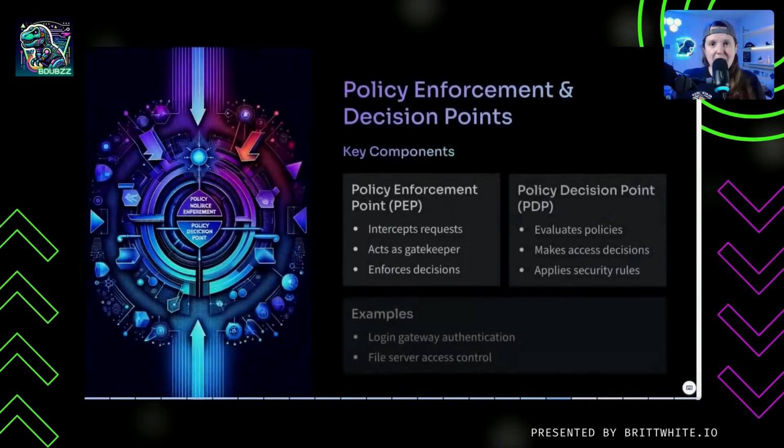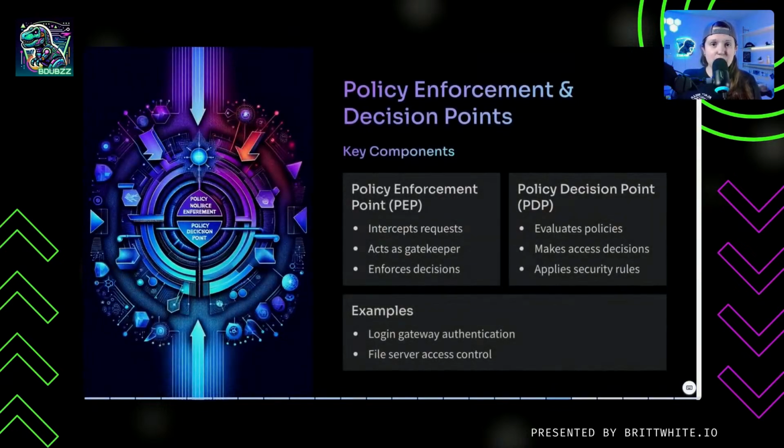Now let's explore how access policies get enforced through two key components: the Policy Enforcement Point, or PEP, and the Policy Decision Point, or PDP. Here's how they work together. The PEP acts as your gatekeeper. It intercepts every access request and says, "Hold up, let me check." It forwards these requests to the PDP, the decision maker, which evaluates them against security policies and then responds with either yes or no. The PEP then enforces that decision, either by opening the door or locking it shut.